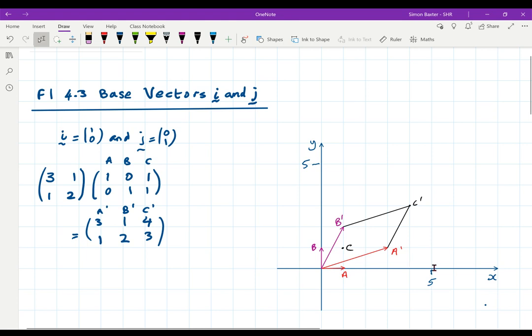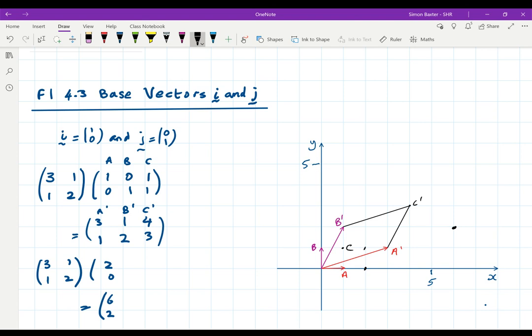What happens now if we look at the image of the next square along? First of all we want to find out what happens to the point (2, 0). 3 times 2 is 6, 1 times 0 is 0, 1 times 2 is 2, 2 times 0 is 0. And so the point (2, 0) becomes the point (6, 2).